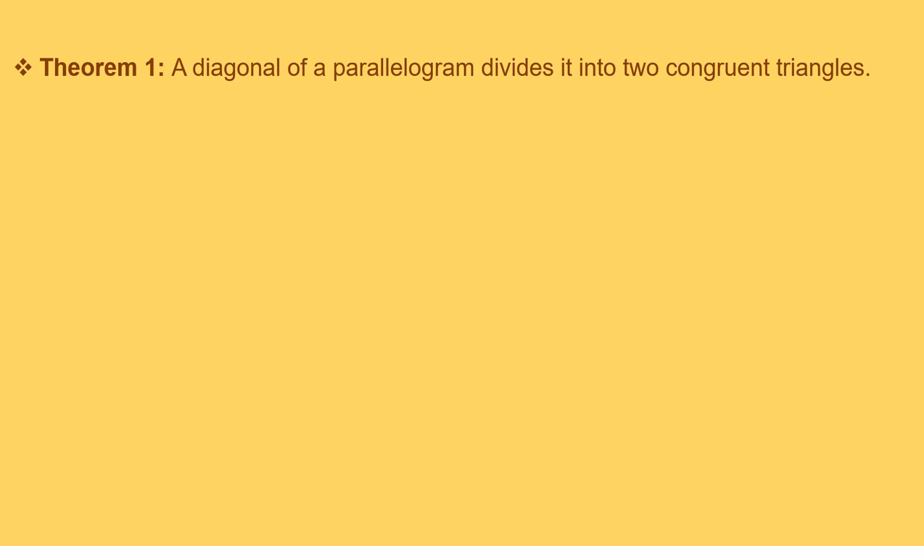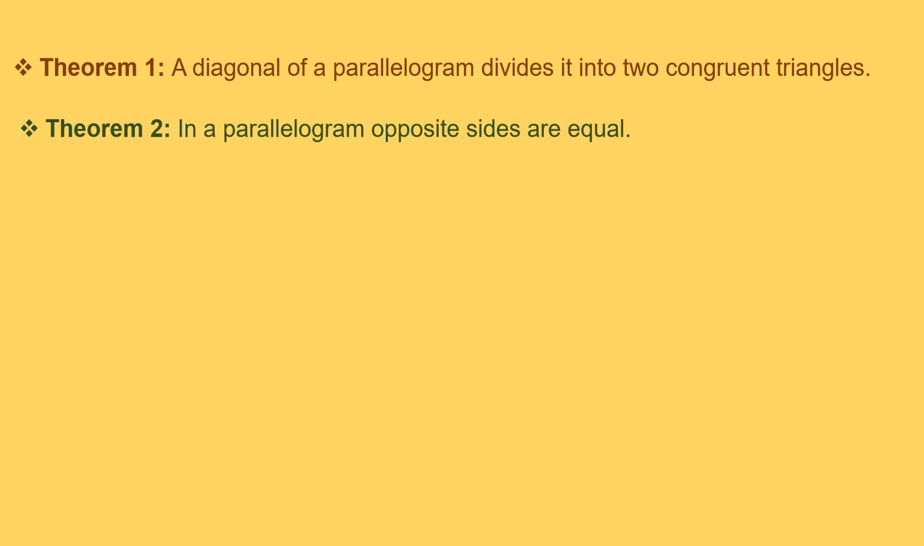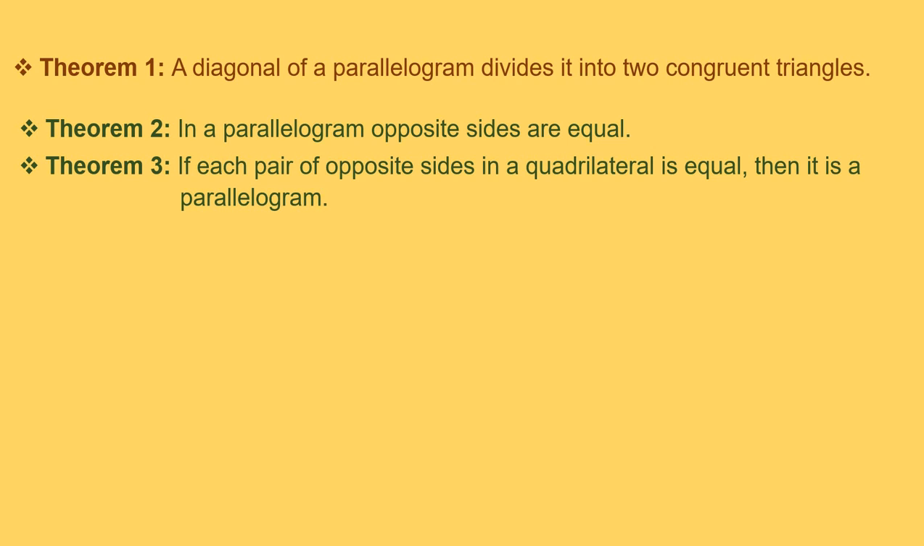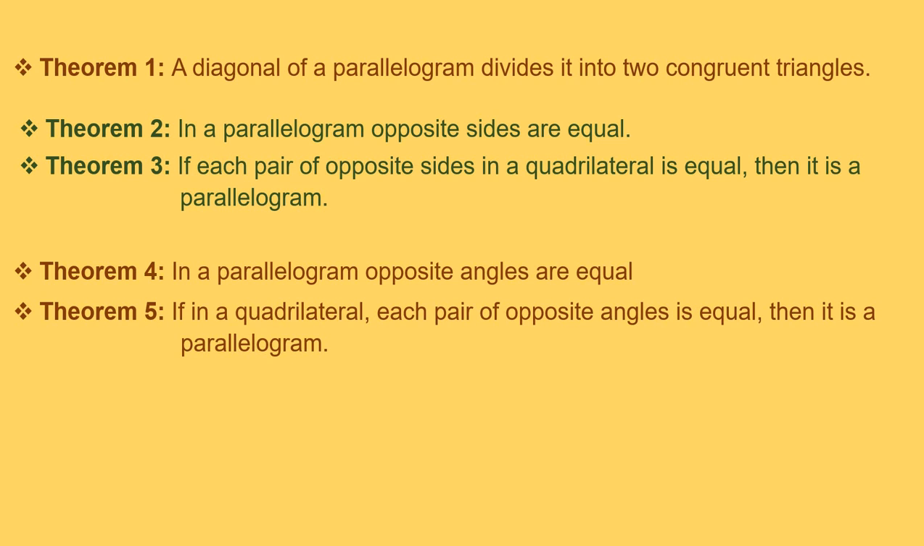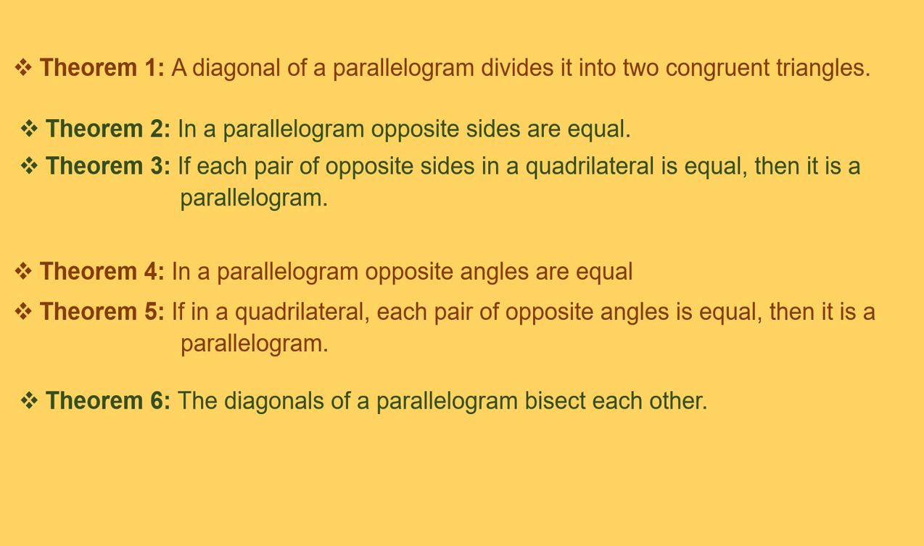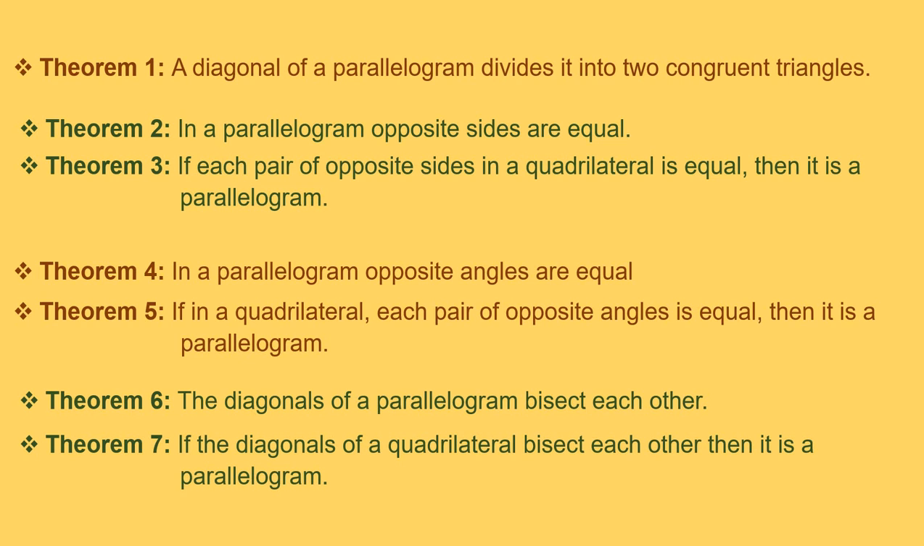Till now, we proved theorem 1. The diagonal of a parallelogram divides it into two congruent triangles. Theorem 2. In a parallelogram, opposite sides are equal. Theorem 3. If each pair of opposite sides in a quadrilateral is equal, then it is a parallelogram. Theorem 4. In a parallelogram, opposite angles are equal. Theorem 5. If in a quadrilateral each pair of opposite angles is equal, then it is a parallelogram. Theorem 6. The diagonals of a parallelogram bisect each other. And theorem 7. If the diagonals of a quadrilateral bisect each other, then it is a parallelogram.